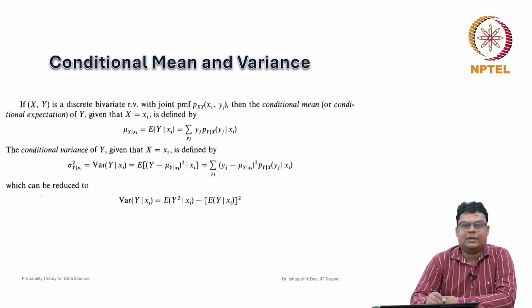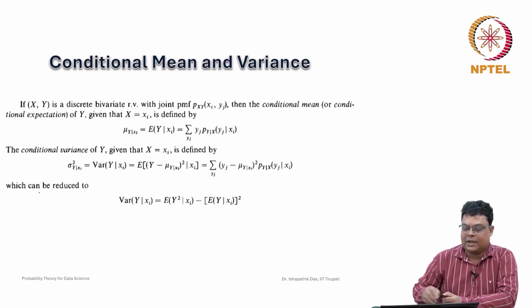We will discuss how to find the conditional mean and conditional variance. We have already discussed how to find the conditional probability mass function in the discrete case and the conditional probability density function in the case of continuous random variables. Let us discuss first the discrete random variables.